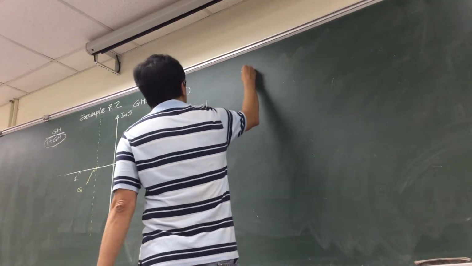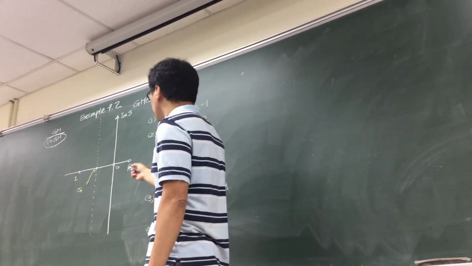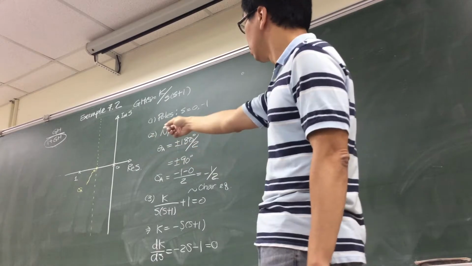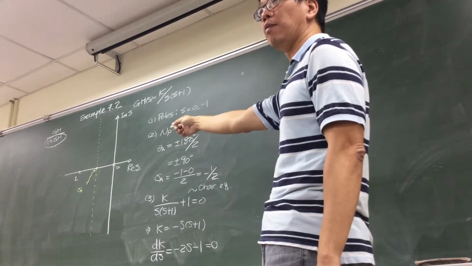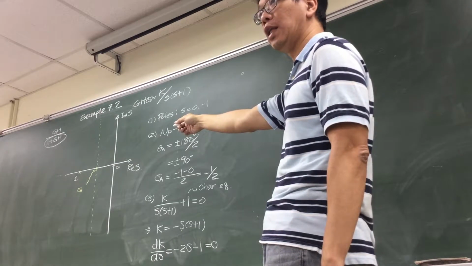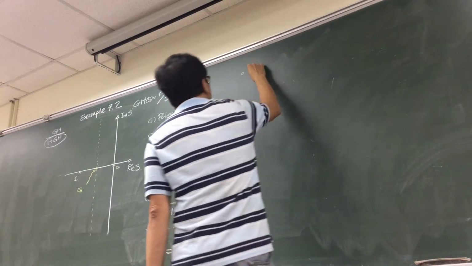And based on the observation, do we have poles or zeros in my S domain? Do I have any zero? No. So should I have breakaway or breaking? Breakaway.